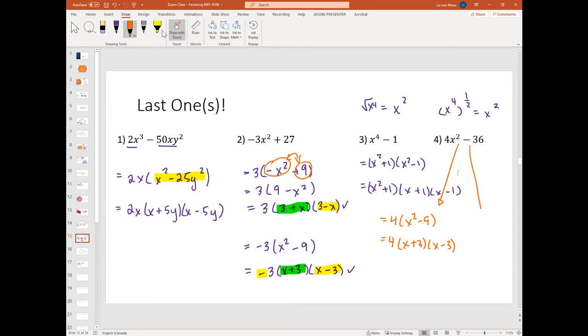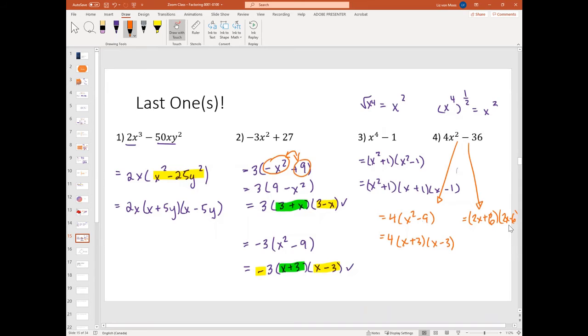Or maybe you looked at that and said, hey, that is a difference of squares as written. 4x squared, perfect square. 36, perfect square, minus sign between them. So it does fit the pattern. So we'd have 2x plus 6 and 2x minus 6. And that's fine. That's valid. We're just not done yet.